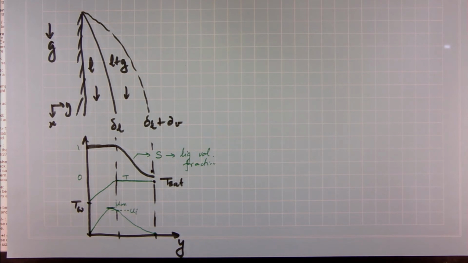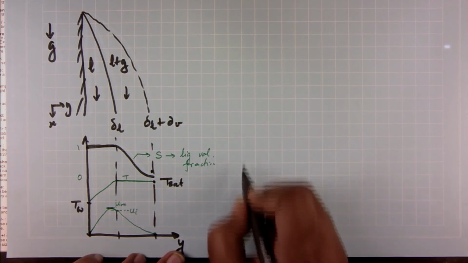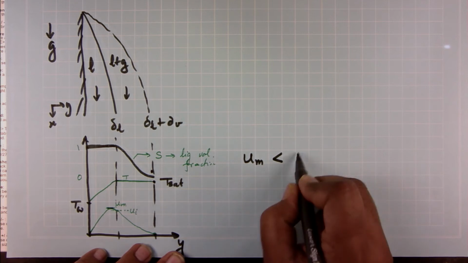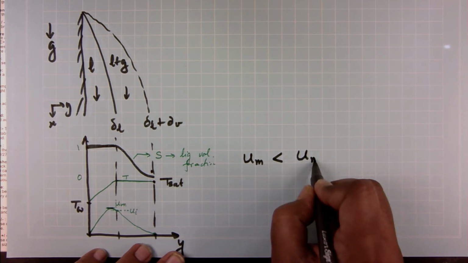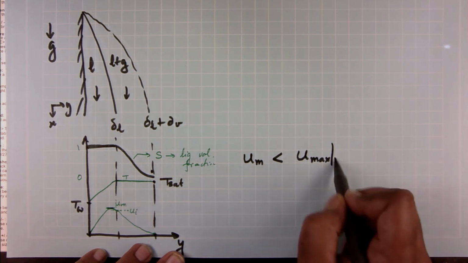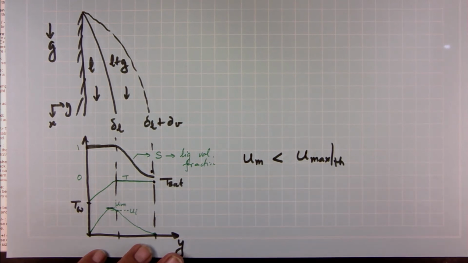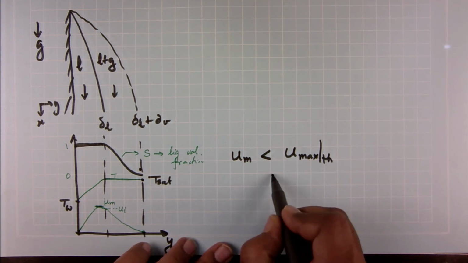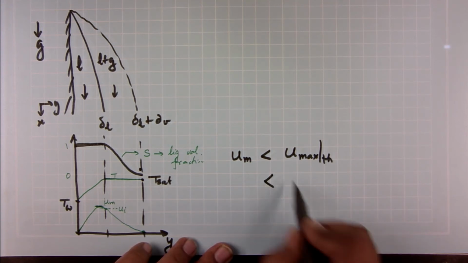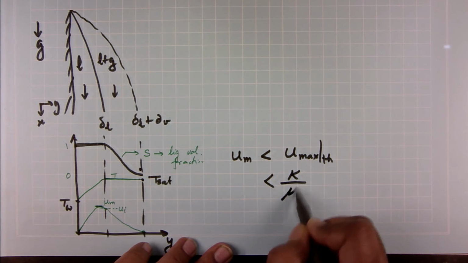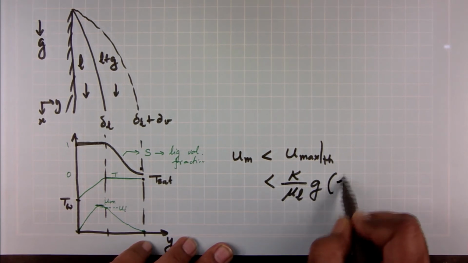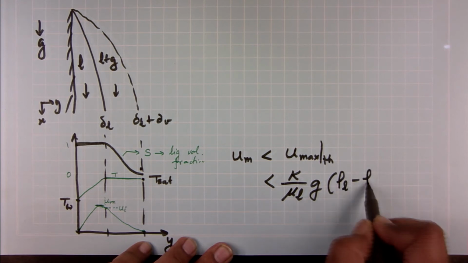Now, keep in mind, I will also write down one thing, u m is typically less than u max theoretical. Now, why do I say that? What is u max theoretical, you will ask? U max theoretical from Darcy's law can be shown to be this, k over mu L g, rho L minus rho V.